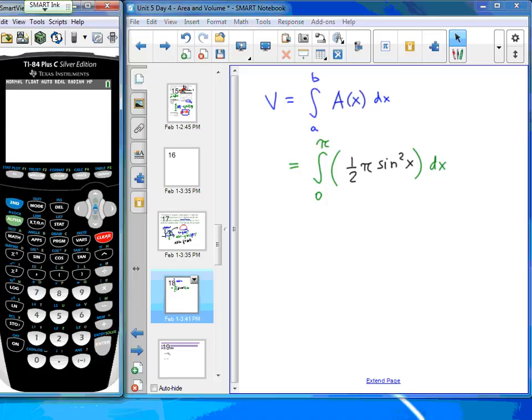So we'll go ahead and do mode. Make sure you're in radians for the AP curriculum. And we'll integrate math 9 from 0 to pi, 1/2 pi.